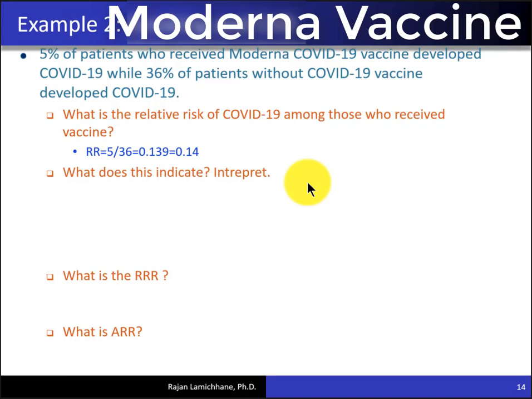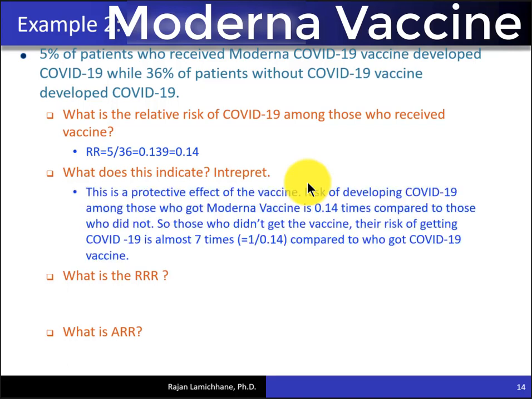Now, what does this indicate? Since this is less than 1, there is a protective effect of the COVID-19 vaccine. So the risk of developing COVID-19 among those who got the Moderna vaccine is 0.14 times. But this is less than 1, so we need to take the reciprocal and interpret that. So the risk of getting COVID-19 is almost 7 times, because 1 over 0.14 is 7 times, compared to those who got the COVID-19 vaccine. So you can interpret it this way.